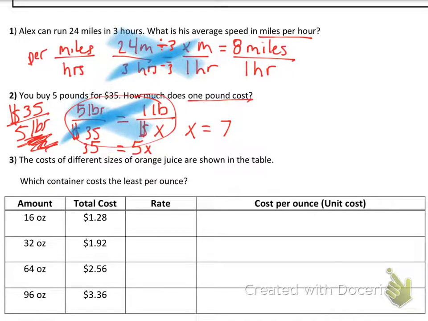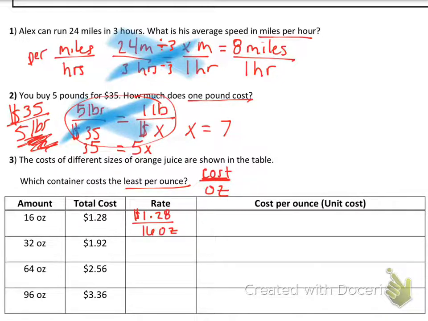So over here, on number 3, it says the cost of different sizes of orange juice are shown in the table. Which container costs the least per ounce? So we want the least cost per ounce. The per is your division, so we can write a fraction bar instead of per ounce. Now it looks like that. So I do my cost per ounce.